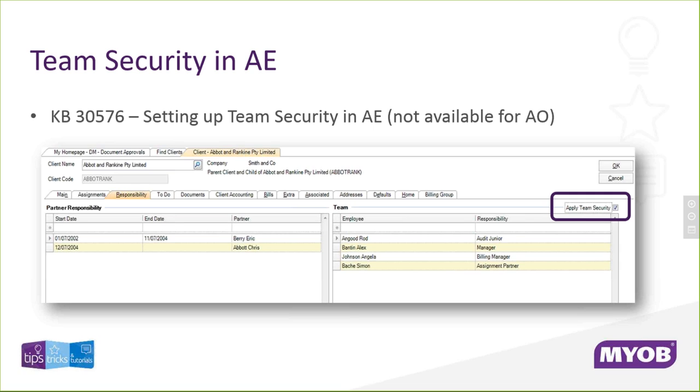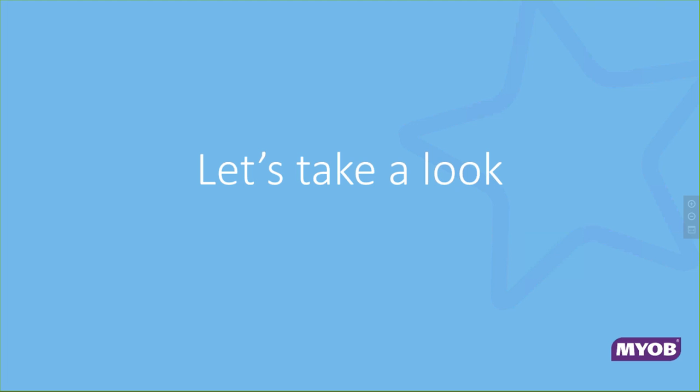And whether Team Security is applied to a client or a contact, any documents that are saved under that record are also hidden. So in other words, if you're not part of that team, you just cannot see the client or contact, and you cannot access any of their documents. So let's go and take a look and see how that works.